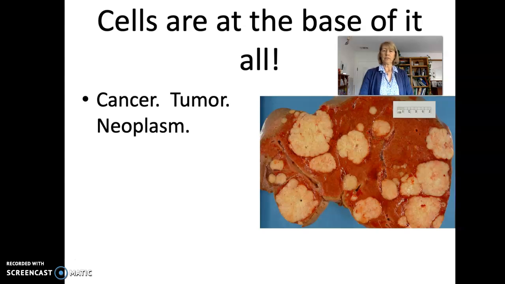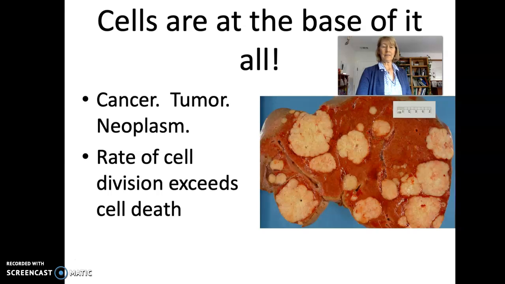So let's think of cancer. What is it? It's a tumor. It's a growth. It's a neoplasm. It's something that has grown out of control. It is mitosis gone wrong. It is cell division that happens over and over and over again when it shouldn't be. And this picture here is a liver that has all these growths on it. So cells truly are the basis of it all.